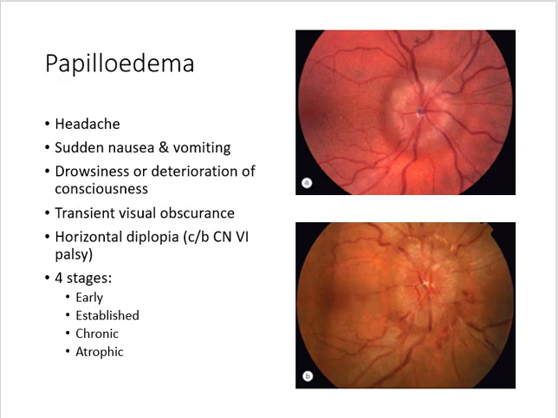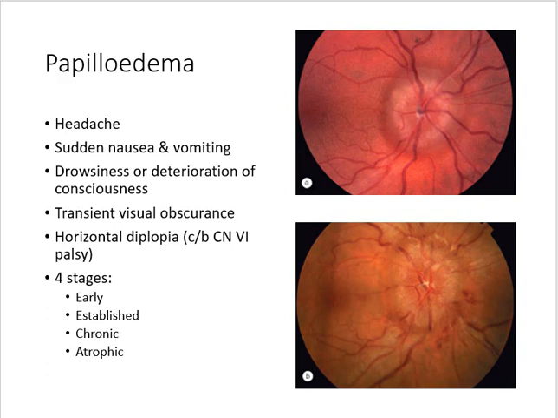Patients will complain of headache, sudden nausea and vomiting, drowsiness or deterioration of consciousness, transient visual obscurance. What this is, they actually come and sit down in the chair and say that there's something going on with their vision. Comes and goes, not quite right. They can't really define what's going on, but they do indicate that sometimes they can't really see properly, but when you go to question them further, you're not getting a definitive answer. So it's very important to carefully question.